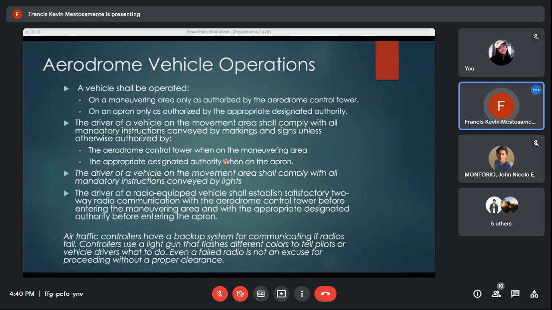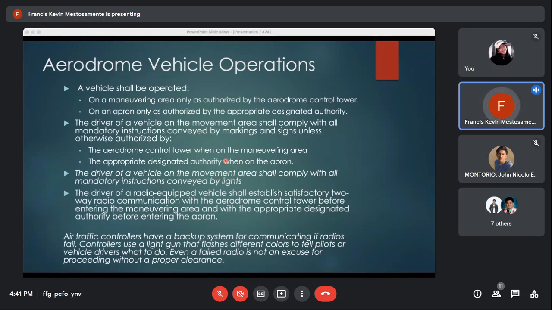Required din sila to carry a radio-equipped vehicle with a two-way radio communication. Pag sinabi nating two-way, so pwede silang mag-listen on the radio and makapag-send on their equipment. So two-way process. They could listen and they could provide information. May mga radio po kasi na for receiving purposes lang. So they are required na may receiving and may sending.